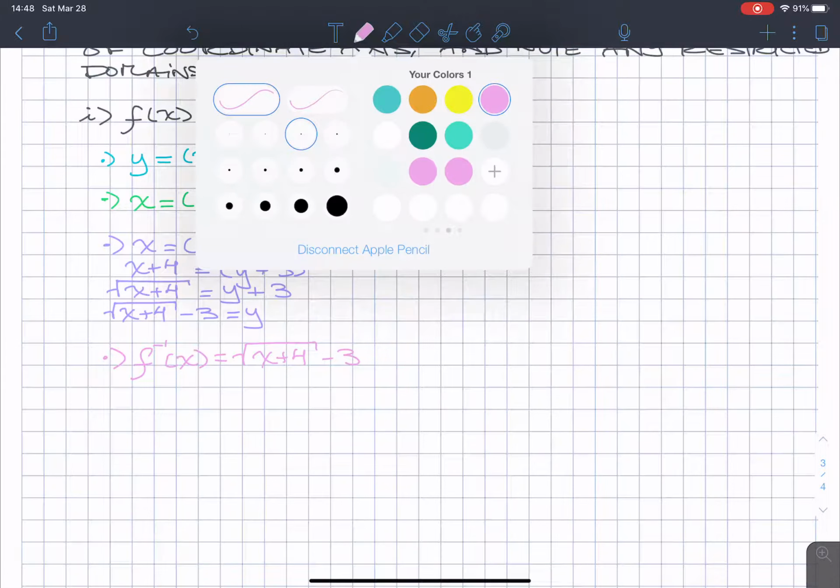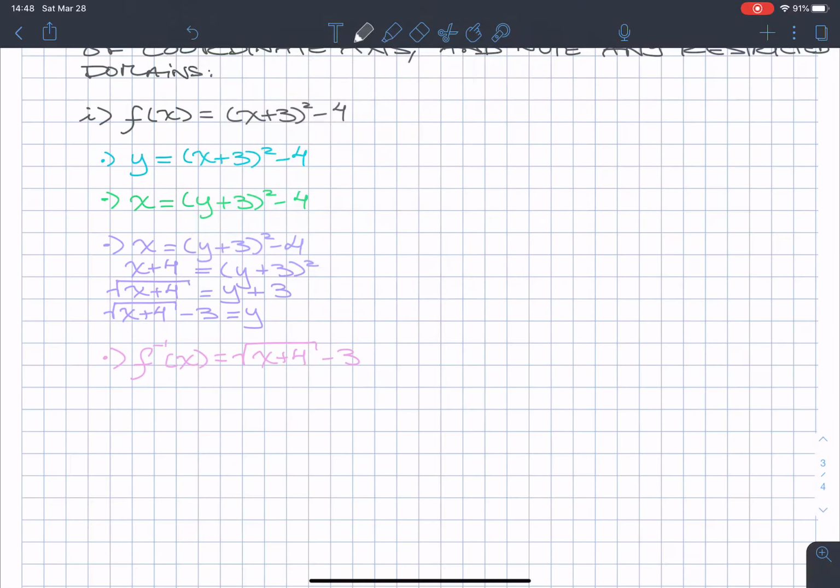Okay, so x and y coordinate axes. What do we have here? X and y. So 1, 2, 3, 4, 5.